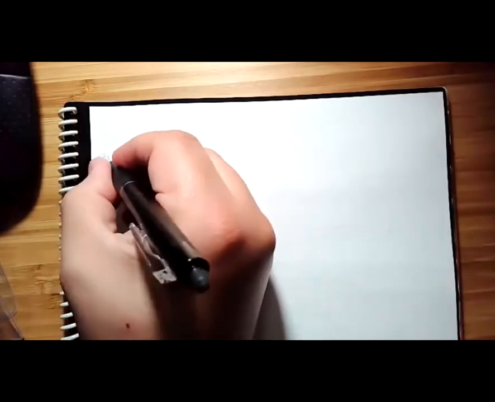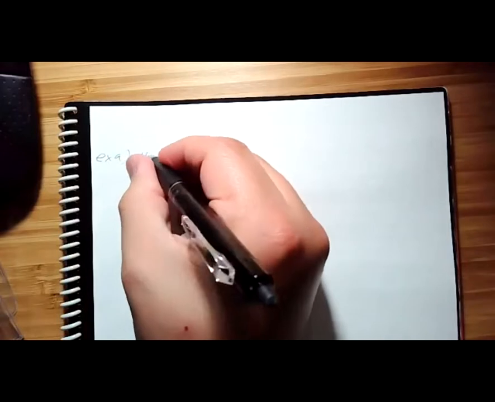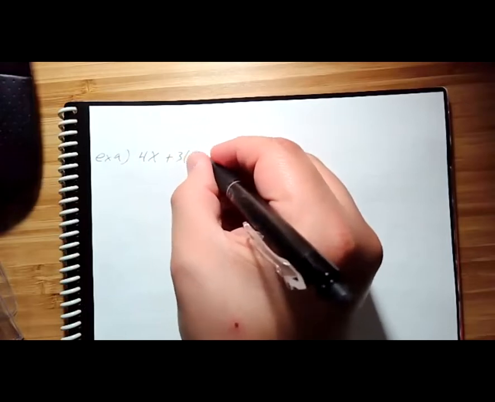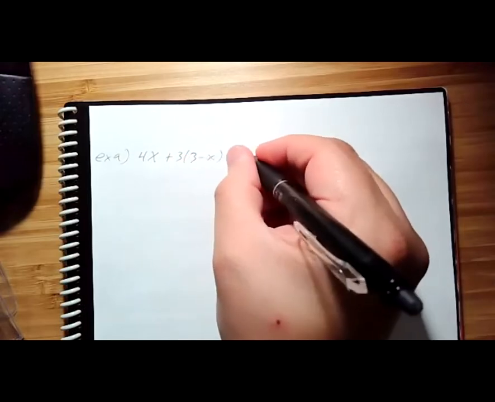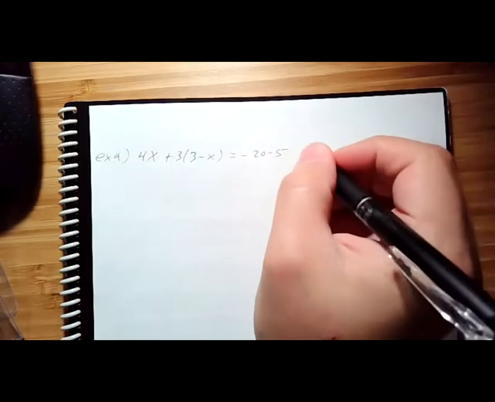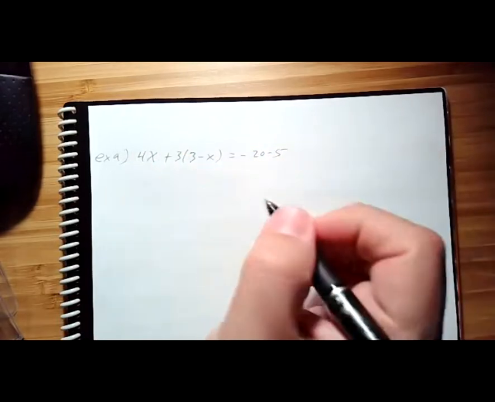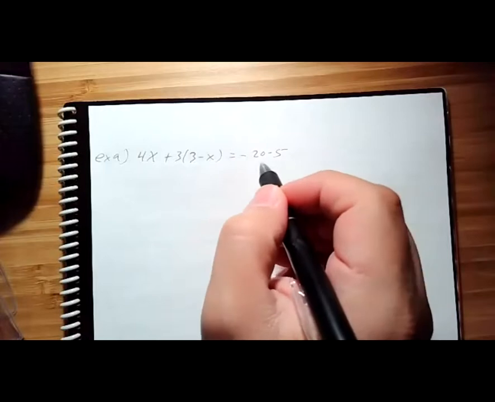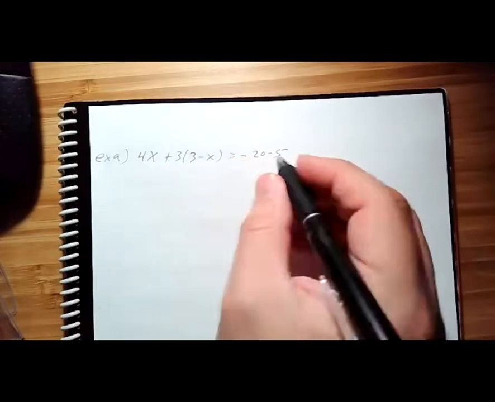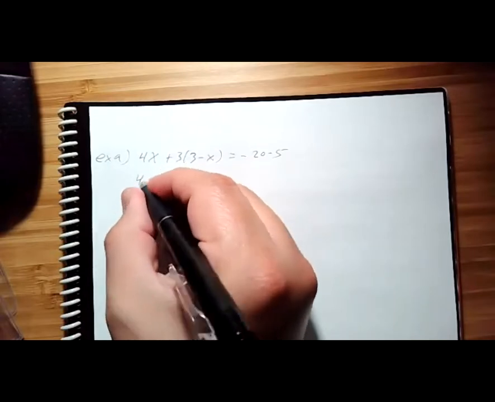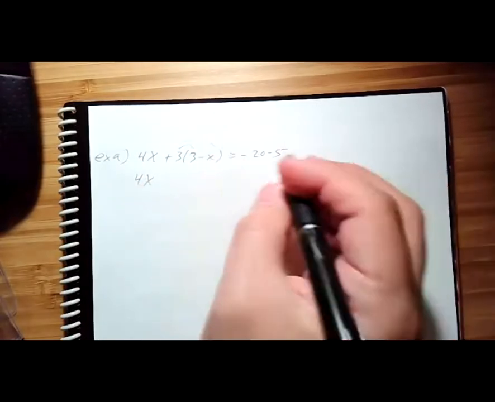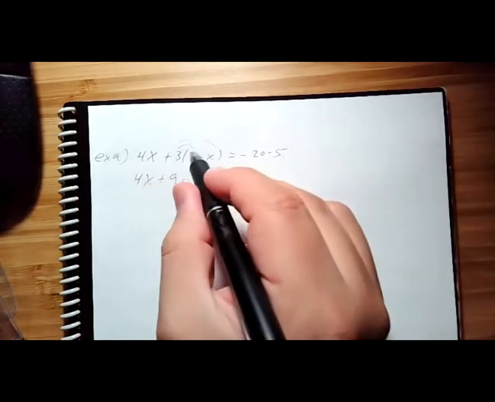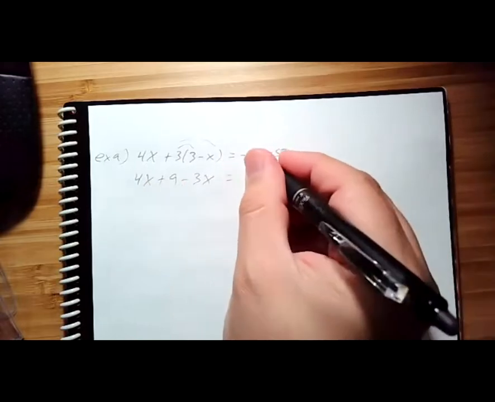Let's try number 9. 4x plus 3 times (3 minus x) is equal to negative 20 minus 5. So we have to distribute the 3, deal with the parentheses first. Over here, we can combine those like terms, right? So that's going to be negative 25 probably. So distribute. 3 times 3, 3 times negative x. Negative 20 minus 5.